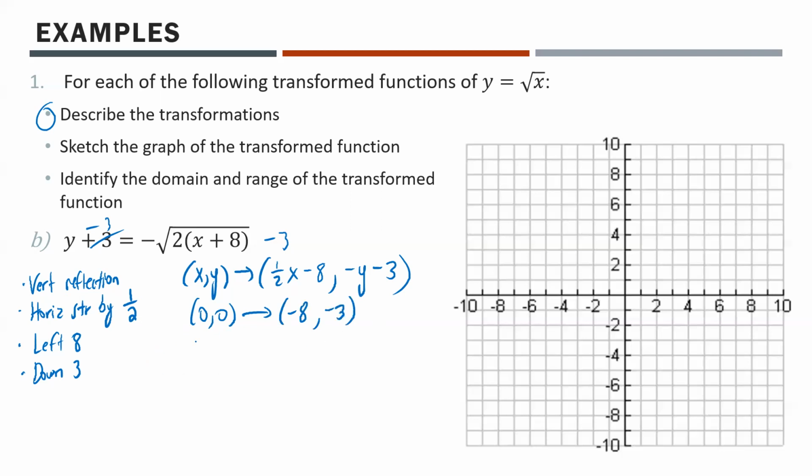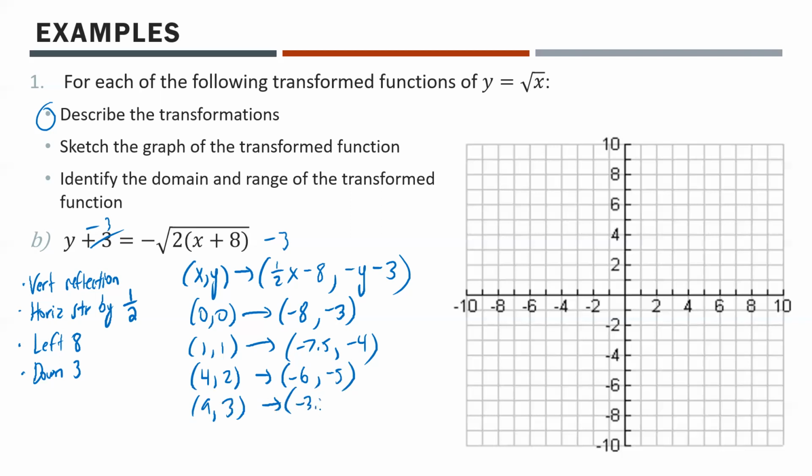I'll let you do those calculations on your own just so we speed this up. 1, 1. Throw that in there. That's going to give me, oh, that's trickier. That's -7.5 and then -4. If we plug in the next point, which was 4, 2, that's going to be -6 and then -5. And then this last one here, 9, 3, if you plug 9, 3 in there, you're going to get -3.5, -6.